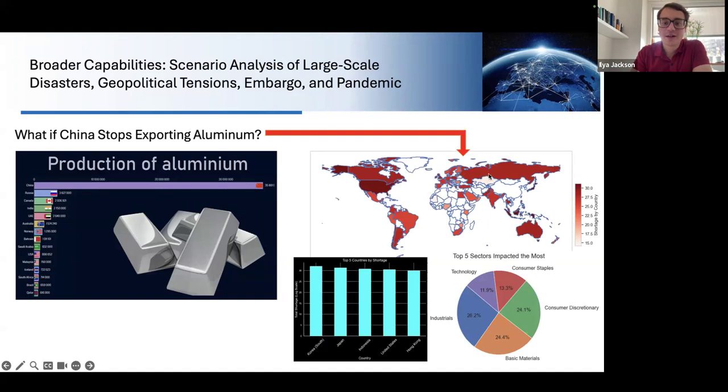So if a country is painted in red, the disruption has been more severe, and all sectors ranging from technology and ending with consumer product goods, industrial goods, and so on have been affected. And that's another capability of the tool. We may simulate large-scale disruption, embargoes, pandemics, and so on. And we are not limited to any specific type of commodity or any specific type of product.